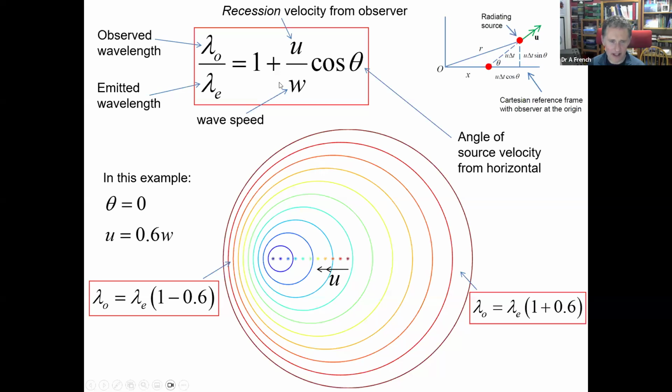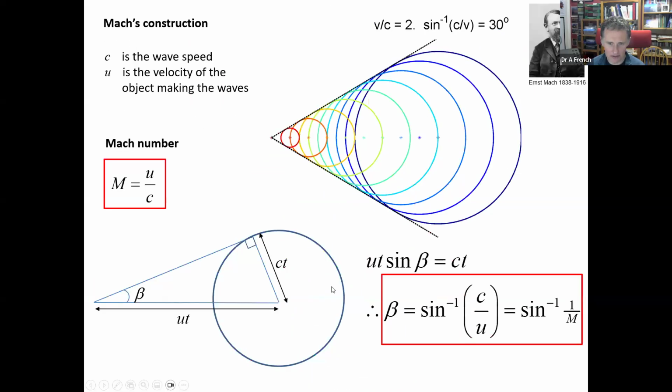And if you work it through, what you can see is that the observed wavelength, so what you see here or here, divided by the emitted wavelength is 1 plus the ratio of your velocity to the wave speed times the cosine of the angle. What's the angle? Well, it's this one. So in this case, theta is 0, so it's 1 plus u over w is that ratio. So you can kind of see that here. So there we are. Right, so that's the Doppler effect.